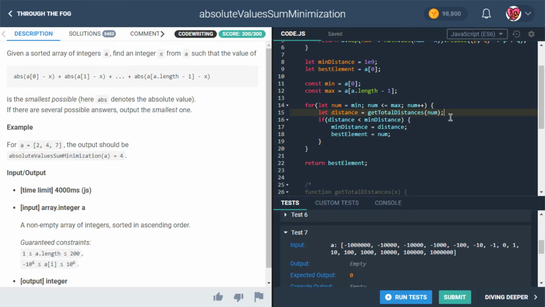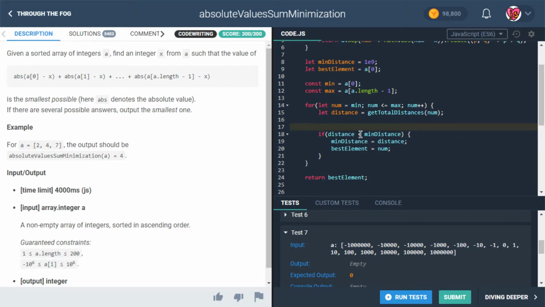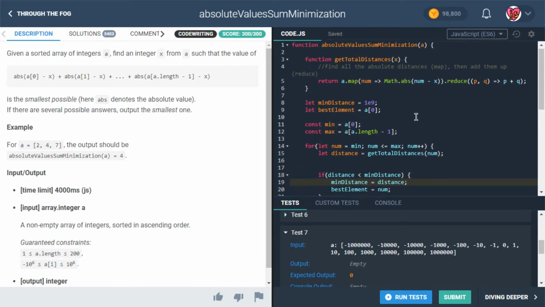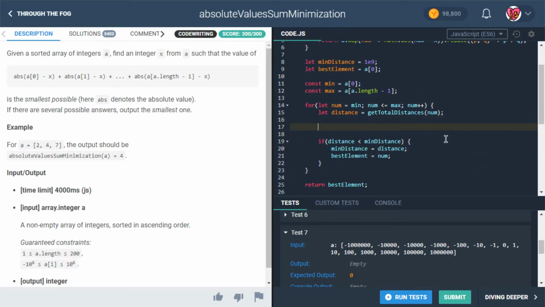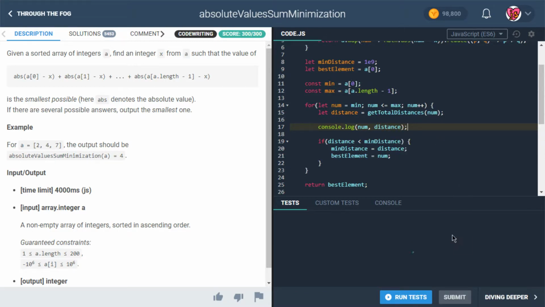So we've got our distance here, and we're basically saying that if this distance is better than the minimum distance, then we'll do all that stuff. But I want to do something else here. I actually want to measure how the distance is changing over time. That's what I'm interested in. So first of all, let's do a console.log, and we'll get the number and the distance for this one. Let's see how that's going to work.